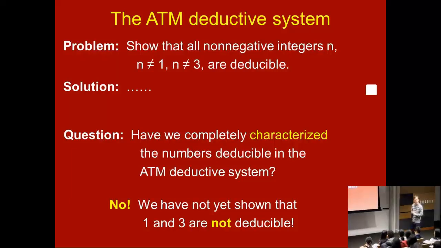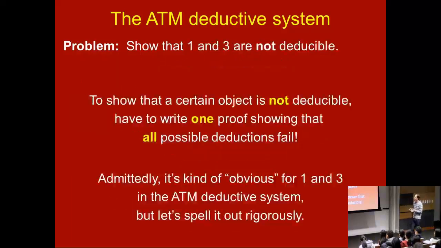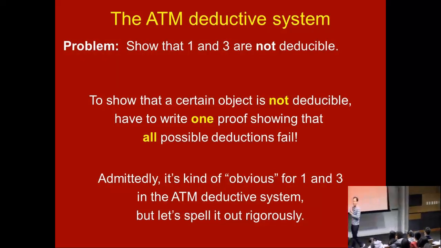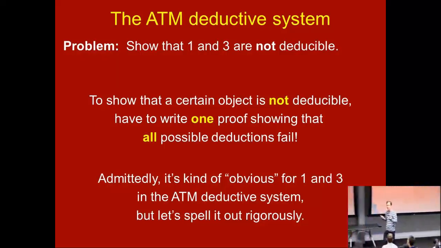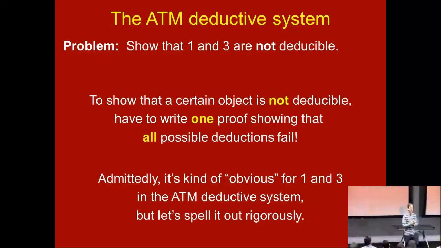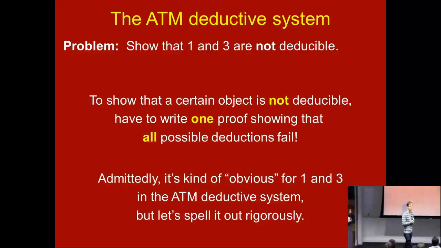This is also a little bit obvious, but let's do it. Because in order to get a full characterization, that's what a characterization means, to explain in another way exactly the set of things that can be deduced, we have to show that 1 and 3 cannot be deduced. This one's a little obvious, but it's the first technical class, so let's be pedantic and do it. Can somebody say why 1 and 3 are not deducible?